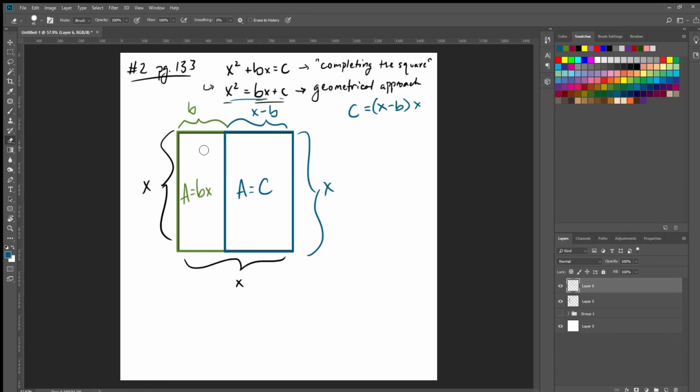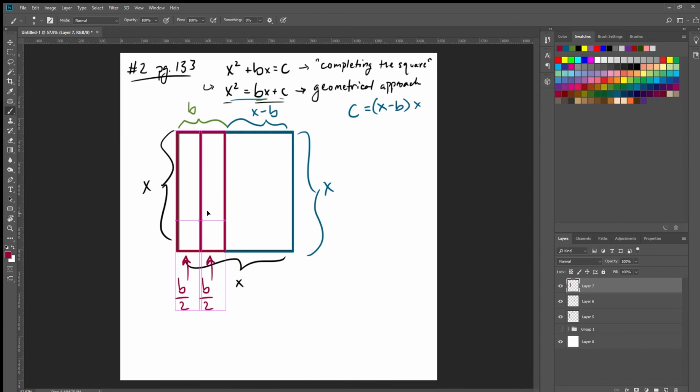What we're going to do is break the left rectangle, the green one, into two parts, similar to what we did for completing the square. And I'll do that right now. Okay, so now we'll say this side length here is b over 2. All we did is we split the green rectangle in two, and I'm going to make a second copy so we have a visual representation.